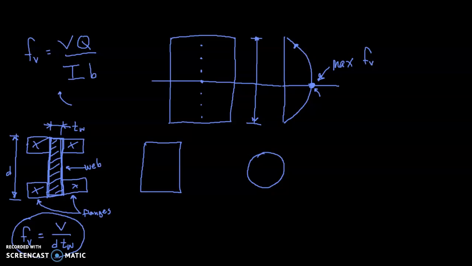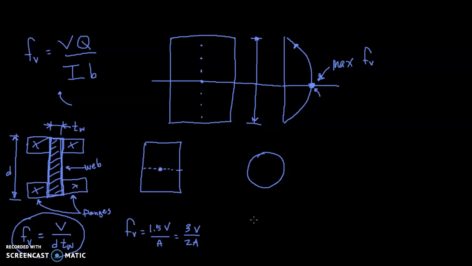When we are dealing with rectangles, we are going to use the formula fv equals 1.5 V over A, or this is also sometimes written as 3/2 V over A. Mathematically, this is the same thing. 3 divided by 2 is 1.5. So 3V over 2A, or 1.5 V over A. That gives us the maximum shear that is occurring at the neutral axis.